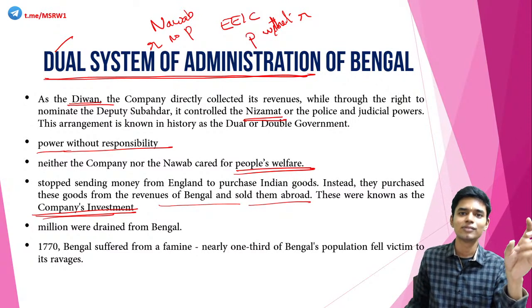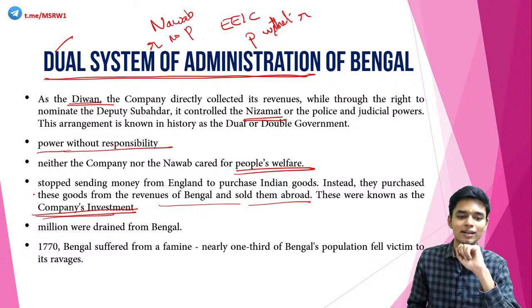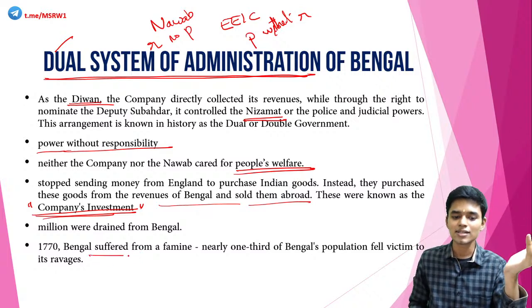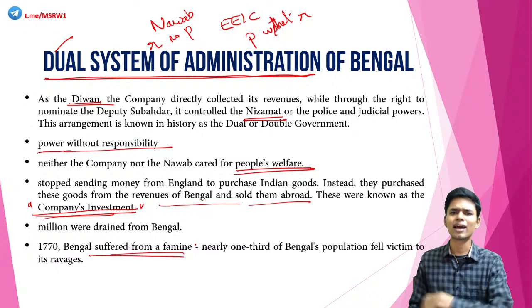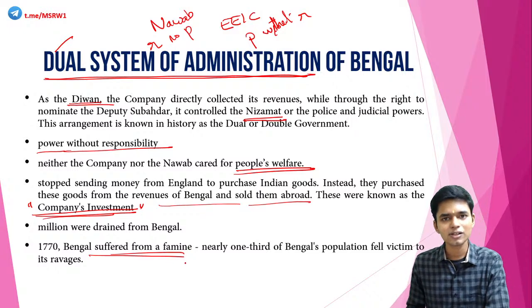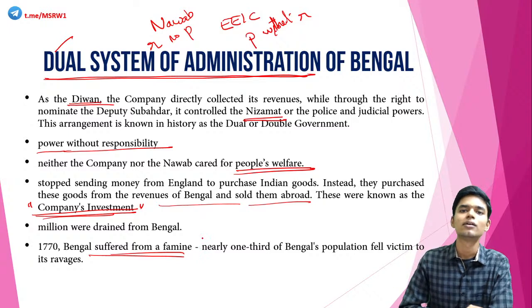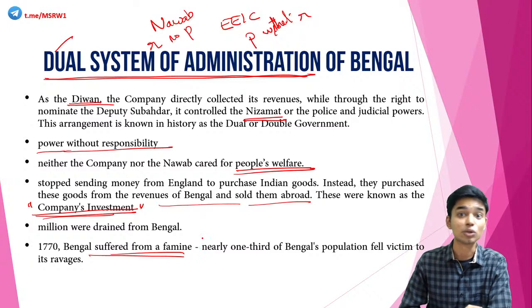And this was nicknamed the company's investment. Millions were drained from Bengal. In 1770, Bengal suffered a famine. Okay, this was due to the lack of rain and all. But the policy of the British administration in Bengal also was very much detrimental to the people's condition during this famine.